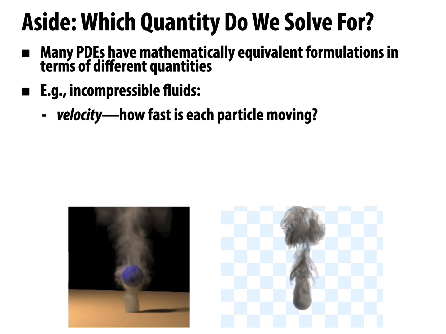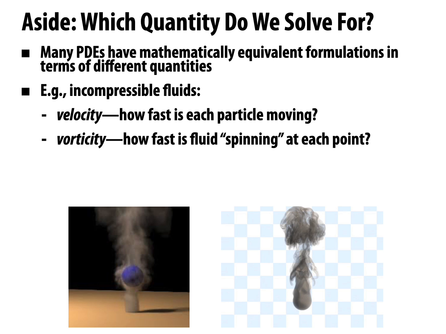One is the velocity, very intuitive. How fast is each particle moving? Another is the vorticity, maybe less familiar. How fast is the fluid spinning at each point? So what is the curl of the velocity?